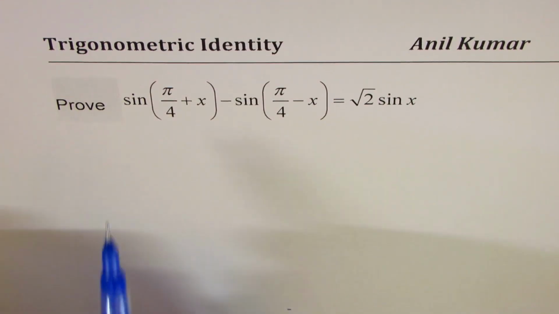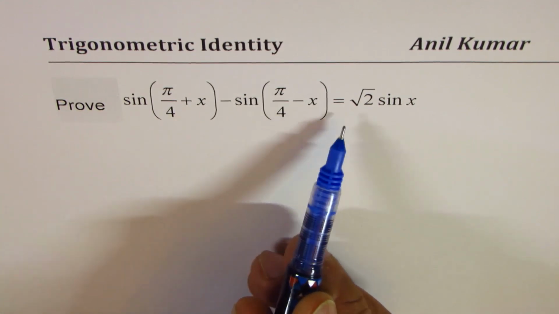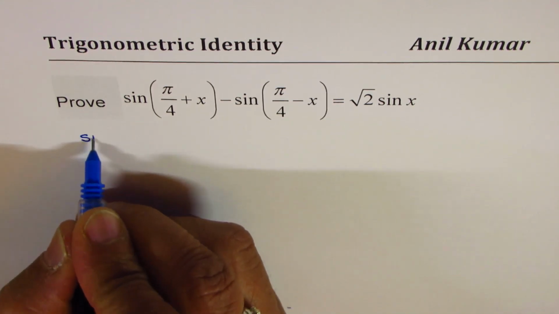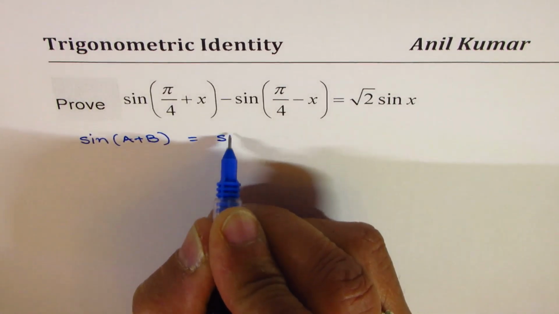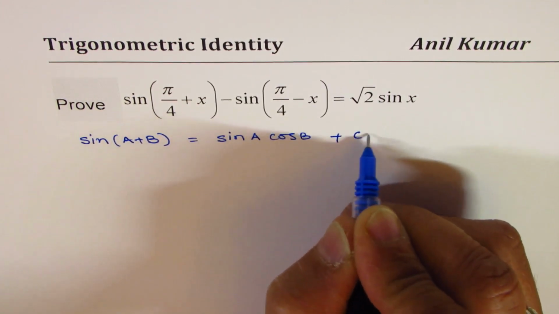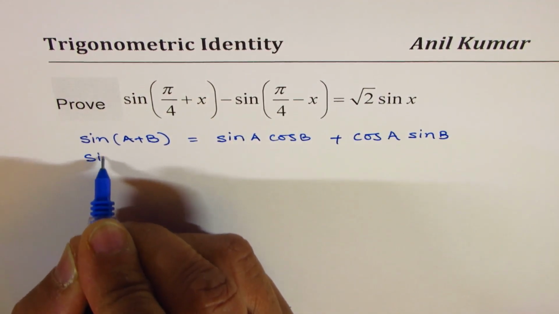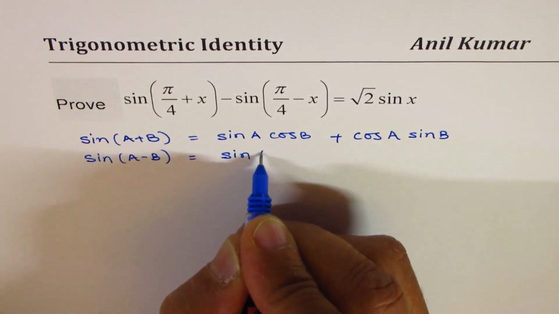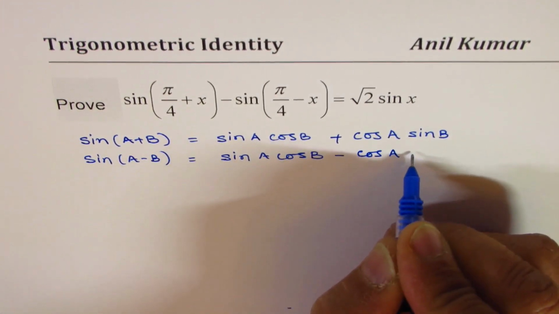Now let's prove the identity sine of pi by 4 plus x minus sine of pi by 4 minus x equals square root 2 sine x. We'll apply the formula sine of A plus B, which is equal to sine A cos B plus cos A sine B, and we know sine of A minus B is sine A cos B minus cos A sine B, correct?